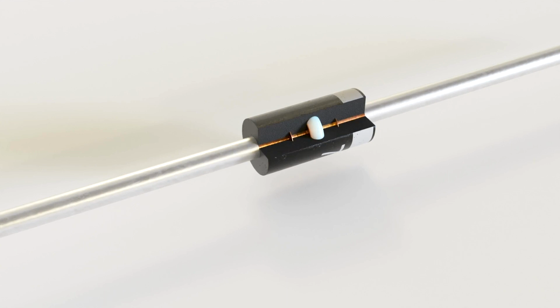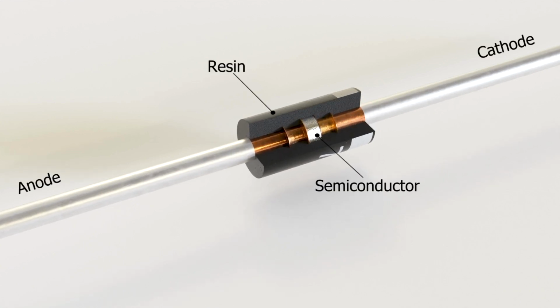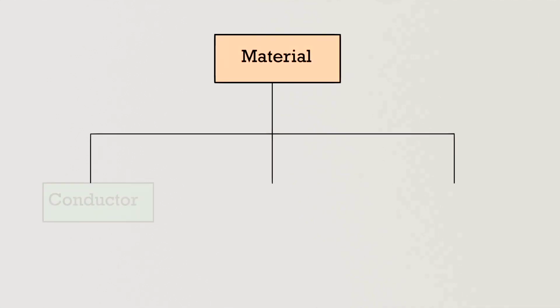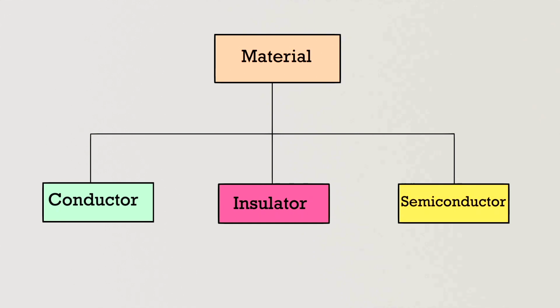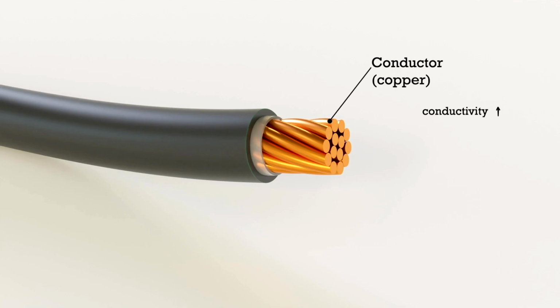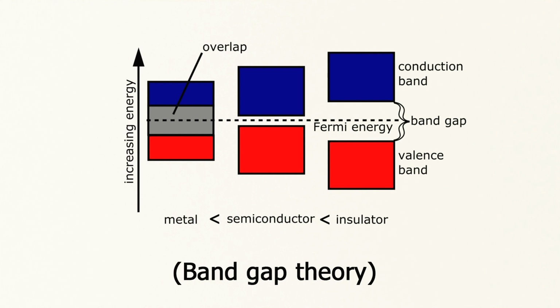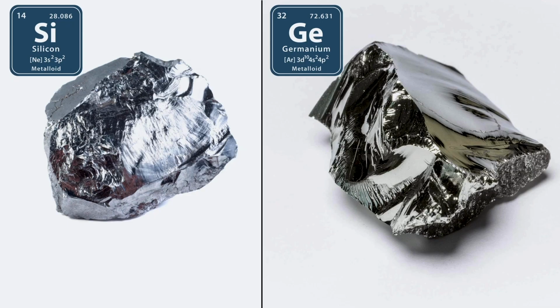The construction and working of a diode is based upon semiconductors and their properties. Before understanding a diode, we must first understand what semiconductors are. On the basis of conductivity, materials are broadly classified as conductors, insulators, and semiconductors. Conductors like copper have a very high electric conductivity and a very low electric resistivity. On the other hand, an insulator like plastic has a very low electric conductivity and a very high electric resistivity. The electric conductivity of semiconductors lies in between conductors and insulators. Some of the most commonly used semiconductors are silicon and germanium.